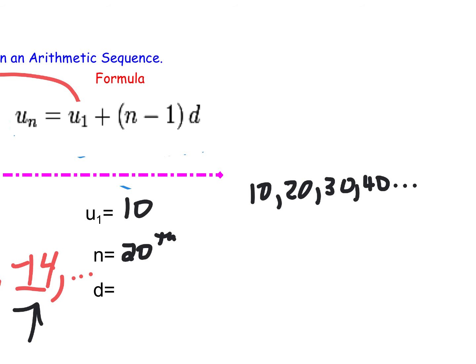So what's the common difference? What's the difference each time? Did you get positive 10? Positive 10 is the common difference.